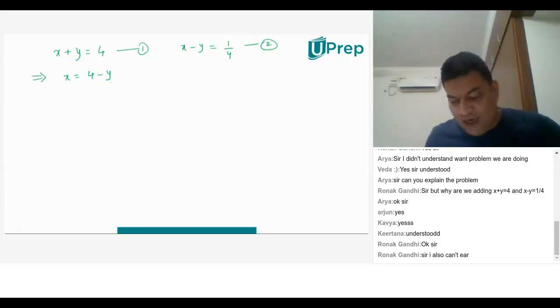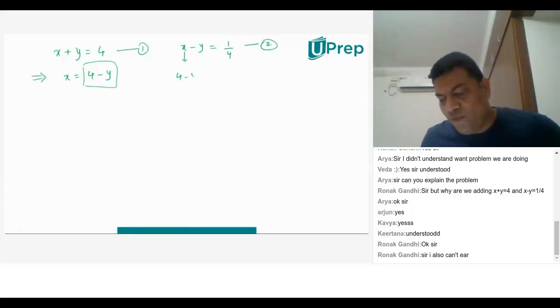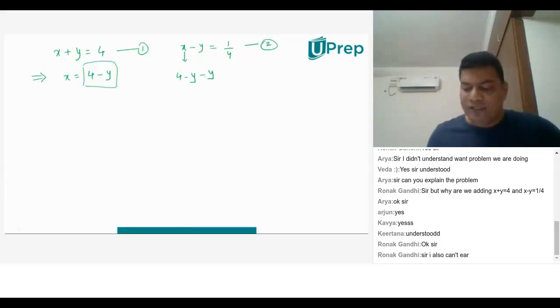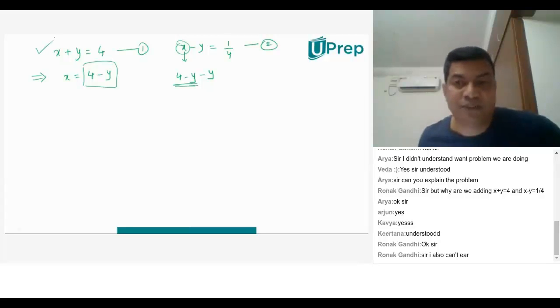So I will take this value of x in terms of y and put it in equation 2. So let's see what happens. This x, now I'm going to replace with 4 minus y: 4 minus y minus y. Now what did I do? I replaced x with 4 minus y. Where did this 4 minus y come from? It came from my first equation.